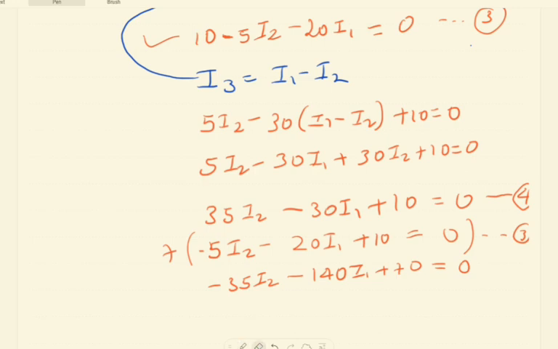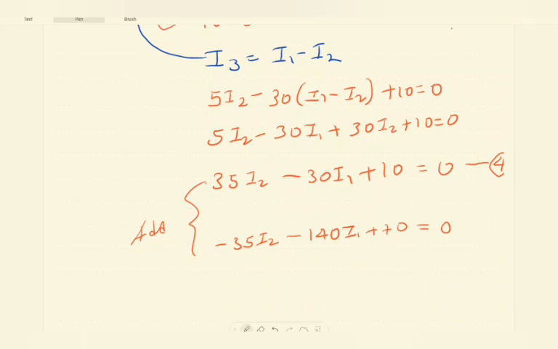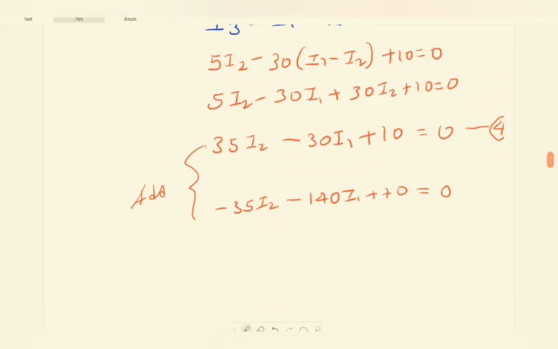Let's add these two equations together. So if you add them, you will find that here by adding down, you will add these two equations. Finally you will cancel this one here, minus 170I1, and of course this is plus 80 equals 0. This implies I1 is simply 8 divided by 70.